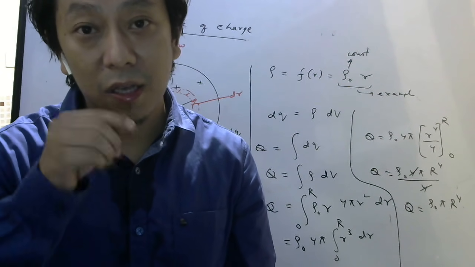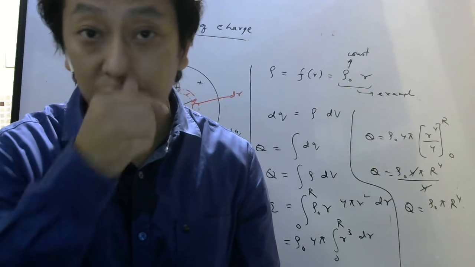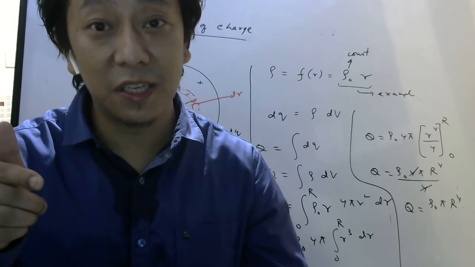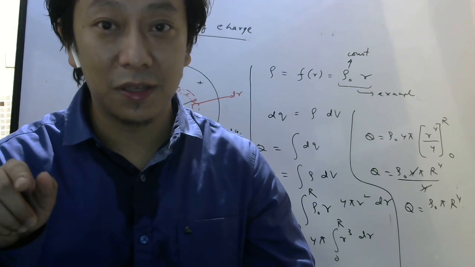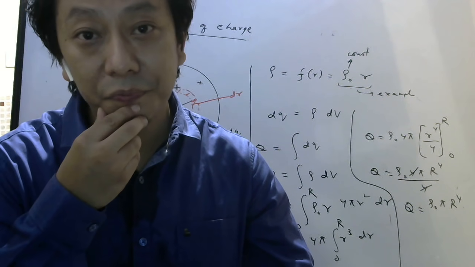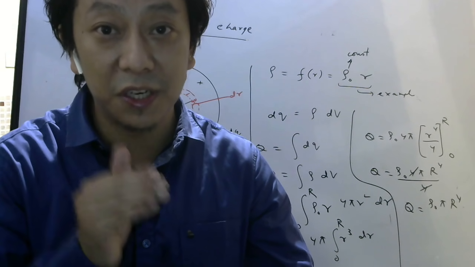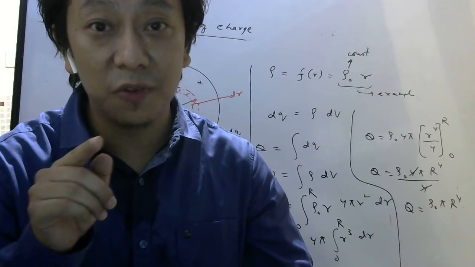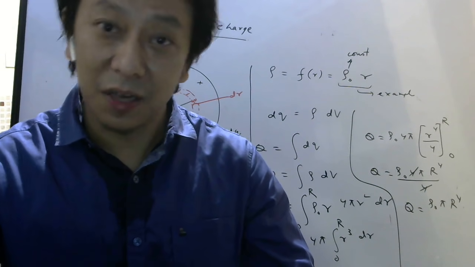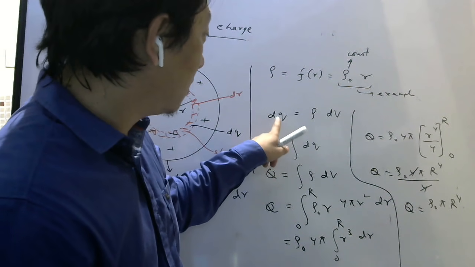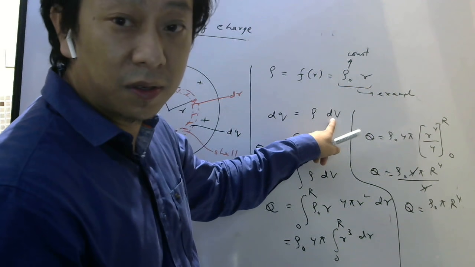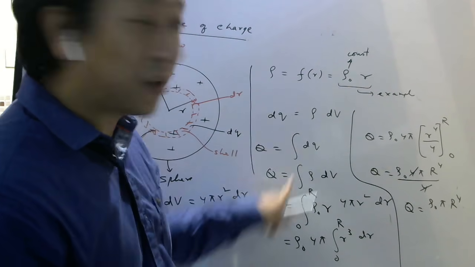And what is the area of a ring whose radius is r, thickness is dr? 2 pi r dr. Okay, length into breadth. And for the volume of a shell whose radius is r, thickness is dr, what is the volume? 4 pi r square dr. So once you know that, then you can write first the charge on a small volume. Okay, then you integrate to find total charge.